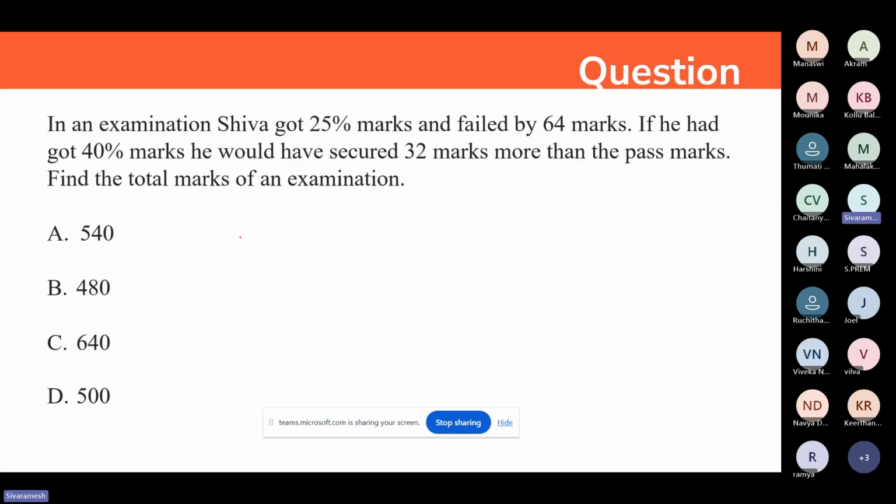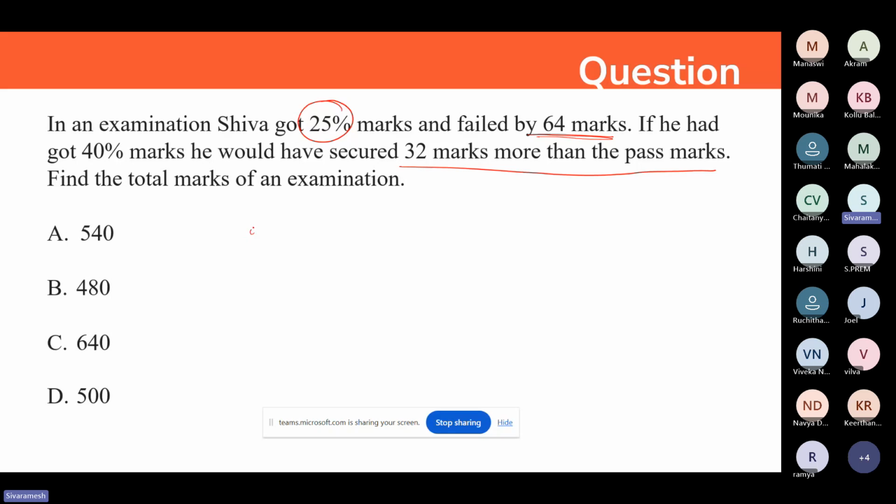Everyone listen. In an examination, Shiva got 25% of the marks and failed by 64 marks. If he had got 40% marks, he would have secured 32 marks more than the pass marks. What will be the total marks of the examination? Now, if you observe, very simple, guys.